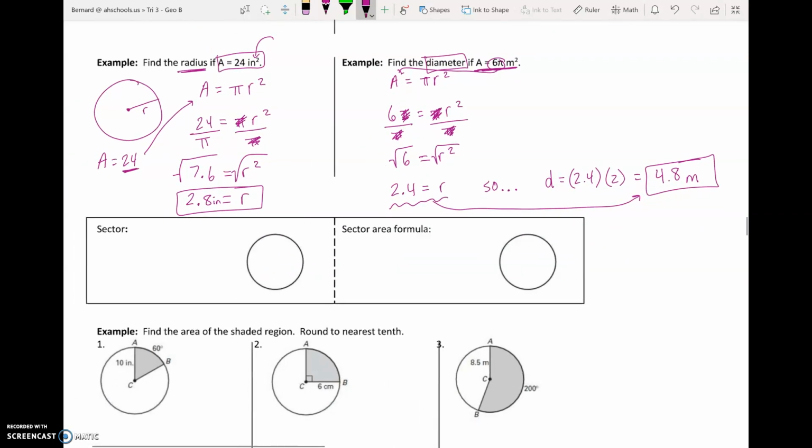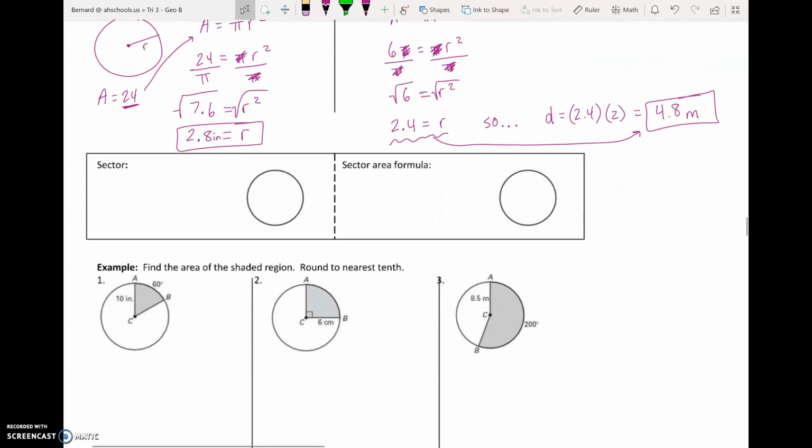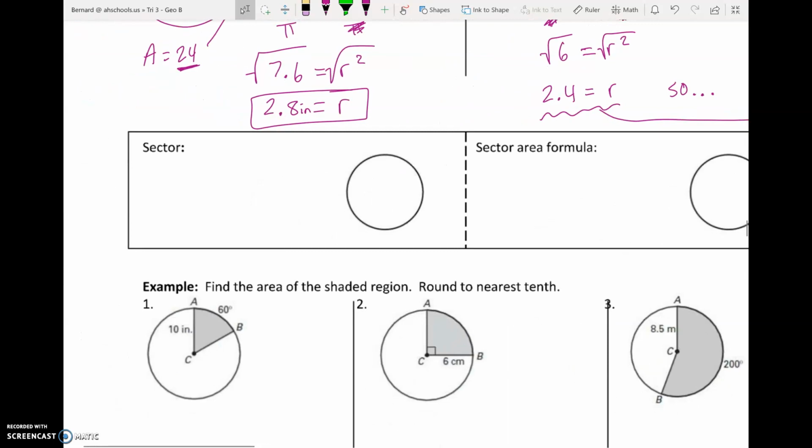All right, so we don't have too many problems left. We're definitely going to get this one done in 2 videos. Let's try to introduce what a sector is real quick. So a sector is like a slice of pie or a slice of pizza. It's basically just part of the circle, right?